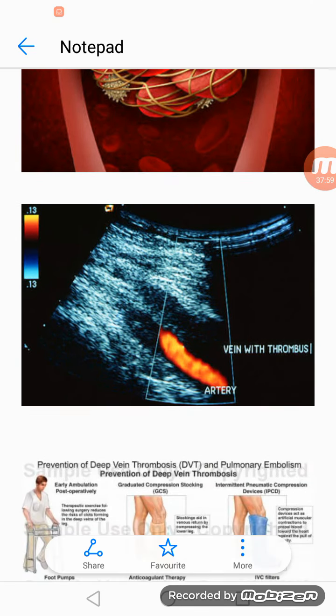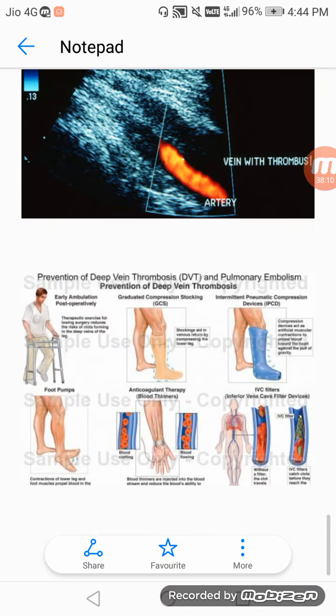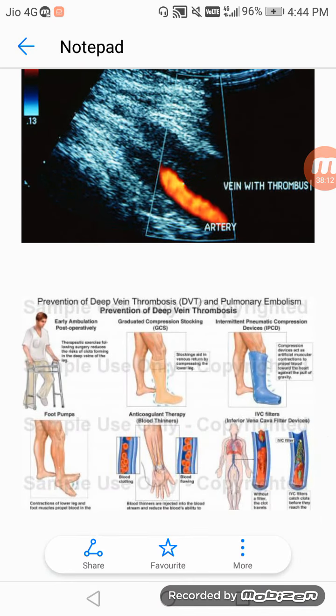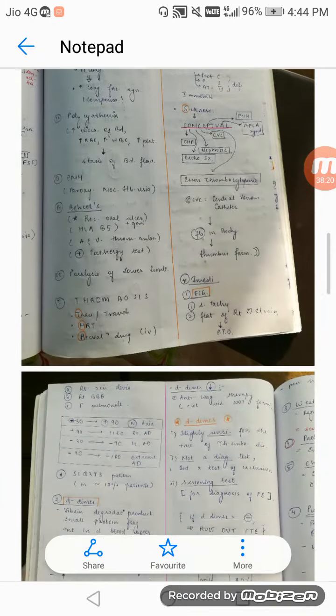And this is your Doppler for the leg veins. This is showing the vein which is having a thrombus. The artery is also shown. So this Doppler study can be done for the leg veins. We discussed this. We'll discuss certain preventive measures as the last slide. First, let's do the Wells scoring, the treatment, prognosis, and finally the preventive measures.